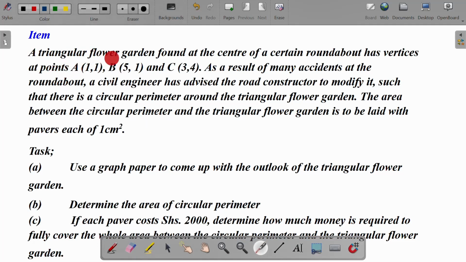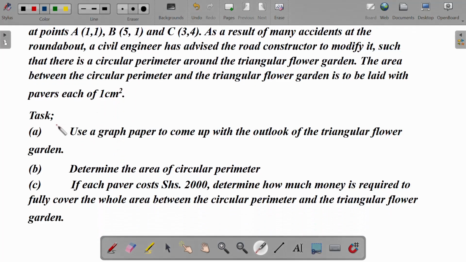It reads: a triangular flower garden found at the center of a certain roundabout has vertices at points A(1, 1), B(5, 1) and C(3, 4). As a result of many accidents at the roundabout, a civil engineer has advised the road constructor to modify it such that there is a circular perimeter around the triangular flower garden. The area between the circular perimeter and the triangular flower garden is to be laid with pavers, each of 1 centimeter squared. This is area.